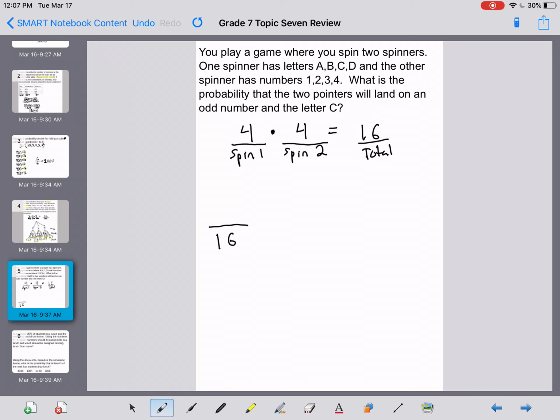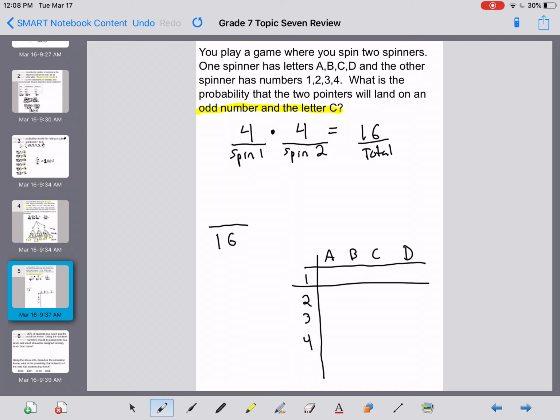When you have 2 events, I need to determine how many events there are that have an odd number and the letter C. When you have 2 events, the easiest thing to do is to create a table. I'm going to have my spinner 1 on top, so that's A, B, C, and D. The second spinner has numbers 1, 2, 3, and 4. A table is the easiest way to see every possible outcome.